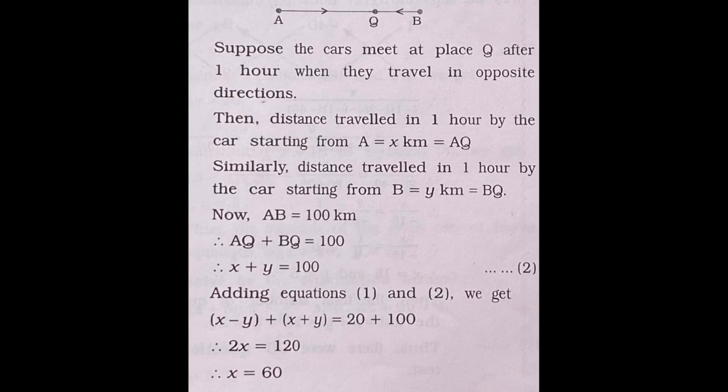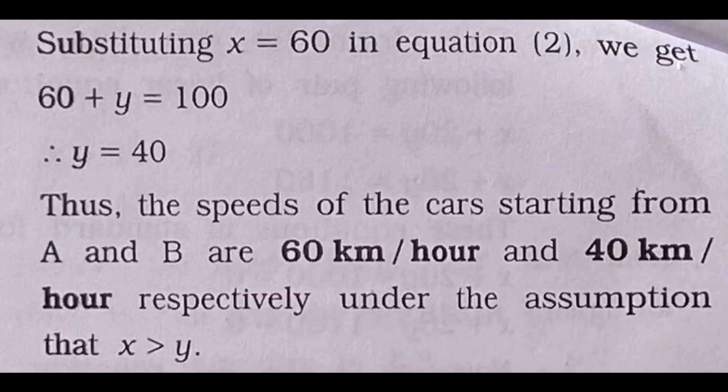Now we can use the elimination method for solving these two equations. So add equation 1 and equation 2. We will get x minus y plus x plus y is equal to 20 plus 100. So 2x is equal to 120, which means that x is equal to 60. Substituting x is equal to 60 in equation 2, we get 60 plus y is equal to 100, which means that y is equal to 40. So the speeds of the cars starting from point A and B are 60 km per hour and 40 km per hour respectively, under the assumption that x is greater than y.